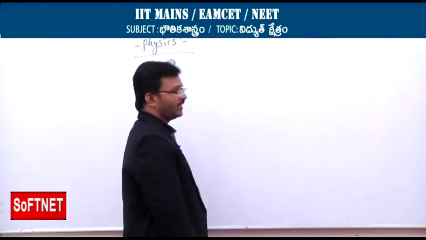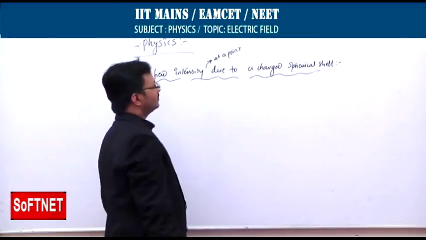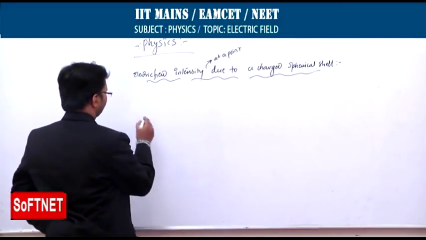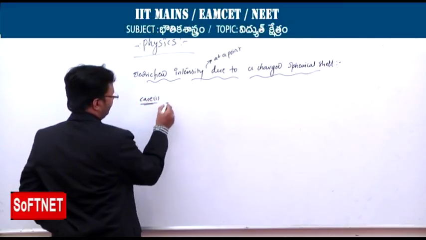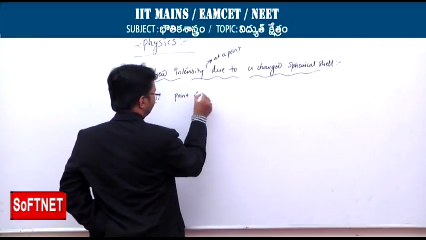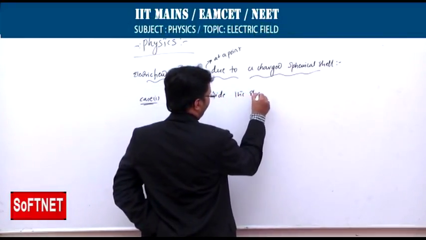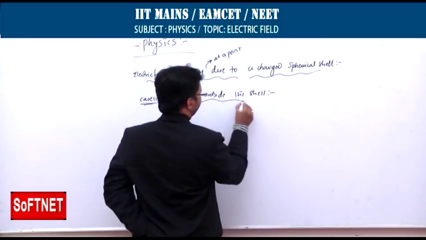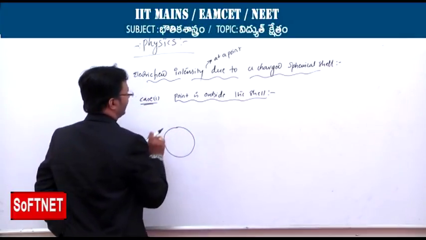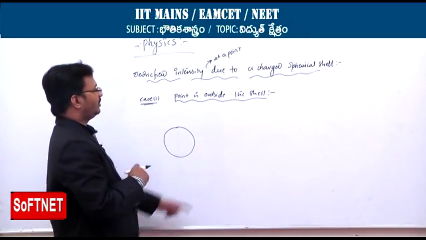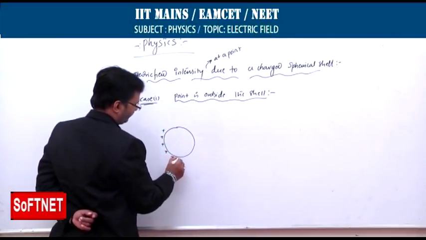Third application: electric field intensity at a point due to a charged spherical shell. In that, three cases are there. Case 1: the point is outside the shell. See here, this is a uniformly charged shell. Charges are accumulated or placed on the surface.